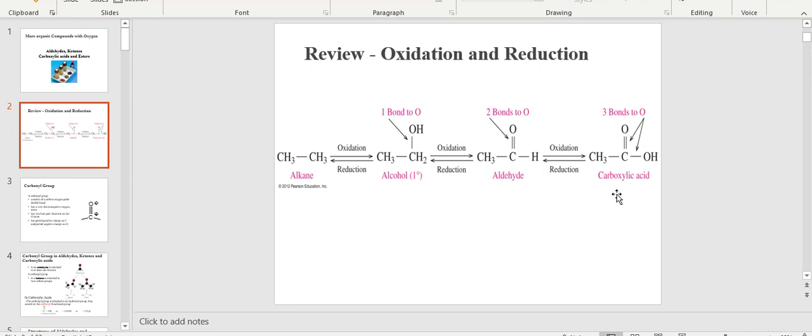Okay, and if this was a secondary alcohol, meaning the alcohol group was attached to a carbon that was attached to two other carbons, then it would only go to a ketone and then it would stop. The opposite of oxidation is reduction, where you remove an oxygen. Basically, one reduction takes away one oxygen, another reduction takes away one of the oxygen's bonds, and so on and so forth.